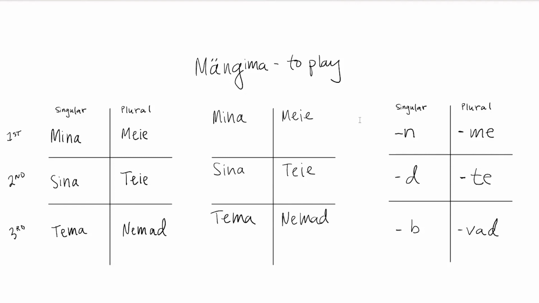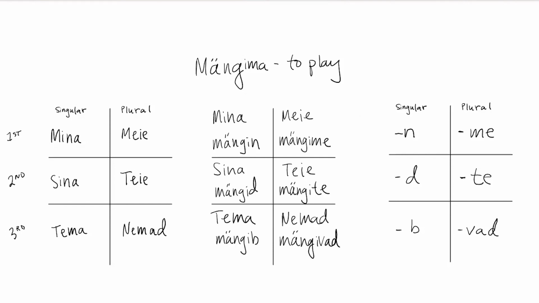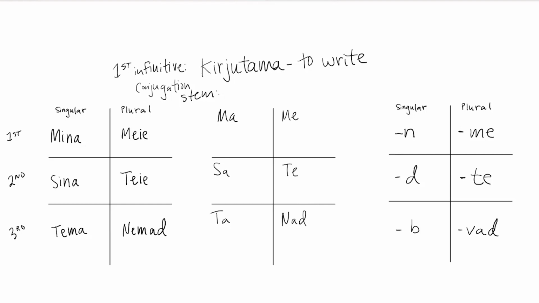So as you're doing this one, be sure to say these out loud so that you can try to start committing these to memory and start to try to do this process in your head. Go ahead and pause the video and fill out this middle chart. And there we have it. Go ahead and double check what you have, make sure you got everything right, and then move on to the next example. And our next example is kirjutama, to write.